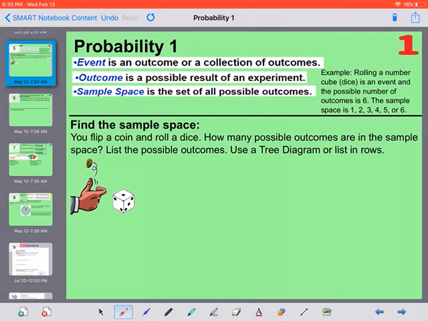Vocab. First, it says an event. An event is an outcome or a collection of outcomes. So if you're going to roll a dice, that's an event, what you're actually doing. So here in our example, it says rolling a number cube is an event.